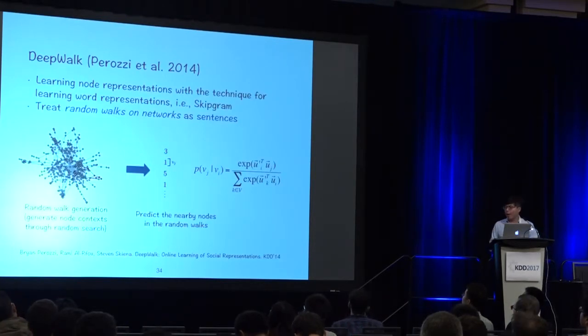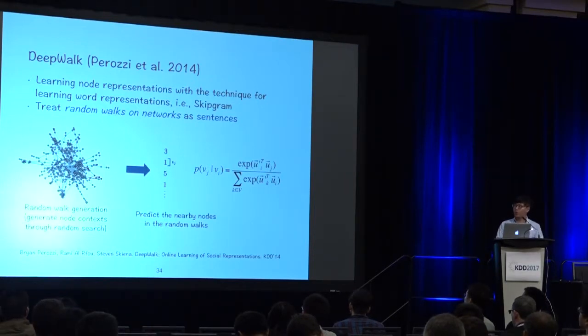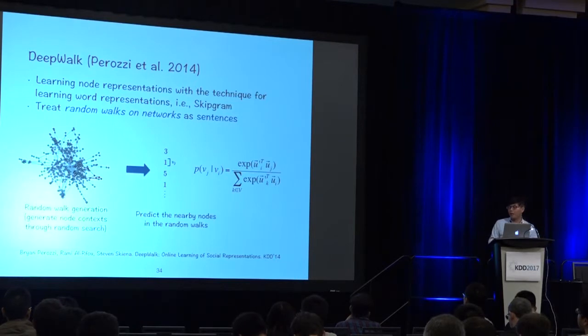So besides LINE, another well-known approach for node embedding is called DeepWalk. LINE and DeepWalk were developed independently, and the essential idea of DeepWalk is to learn the node representations using the technique for learning word representations, in other words, the skip-gram model. In order to use the skip-gram model for learning node embeddings, we must have sentences in the networks. In DeepWalk, they treat the random walks on networks as sentences, and then apply the skip-gram model on the sentences to learn the node embeddings.